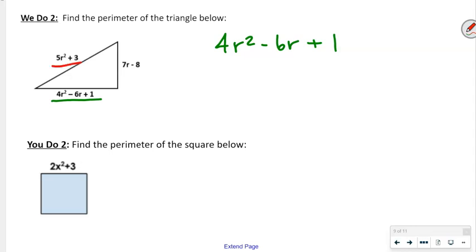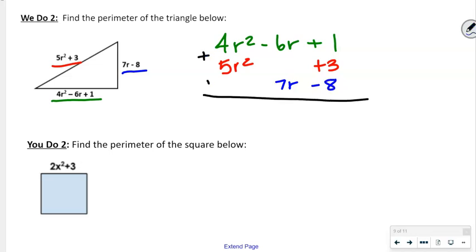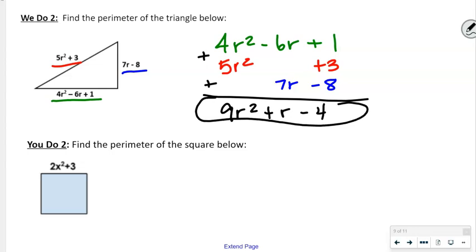Okay, so I'm going to do this one next, 5r squared plus 3. Then I'm going to do this one, 7r minus 8. I am going to add all 3 of these sides together because that's what perimeter means. So that's going to give me 9r squared because 5 plus 4 is 9. Then we got negative 6 plus 7, right? So that's going to be plus r. And then we've got 4 minus 8, so this is going to be minus 4. There you go.